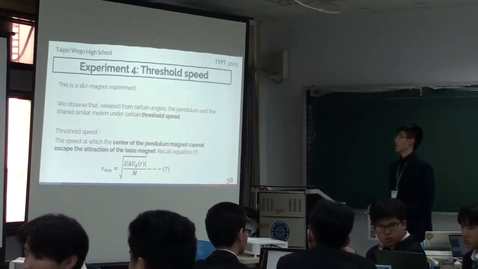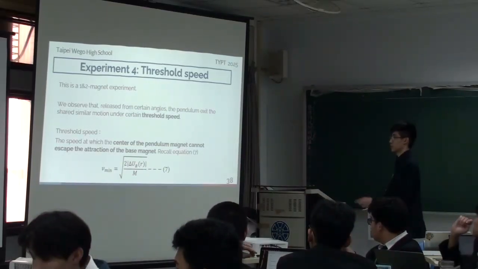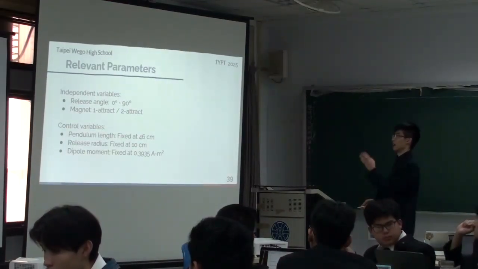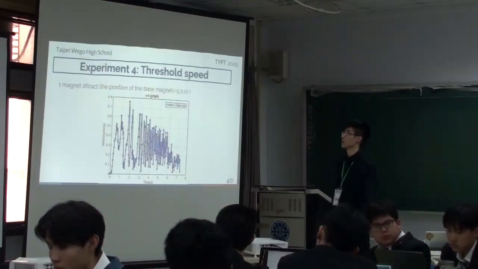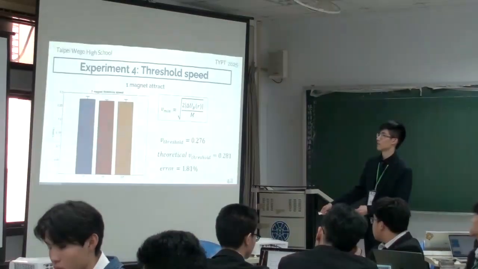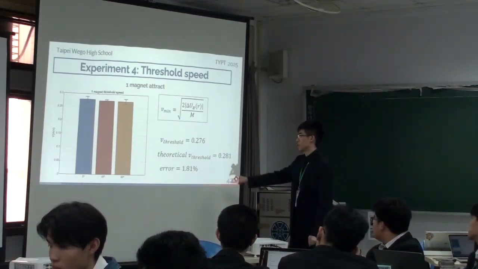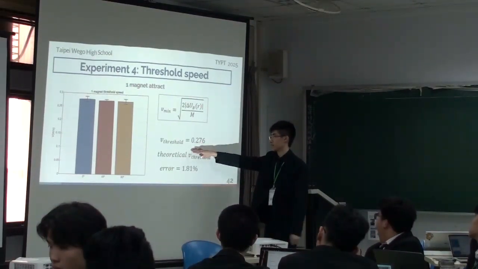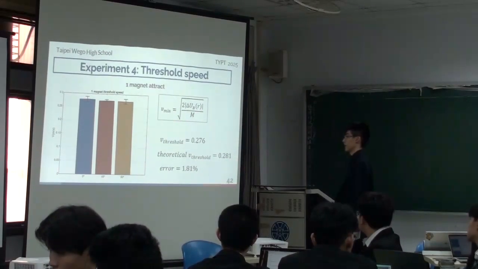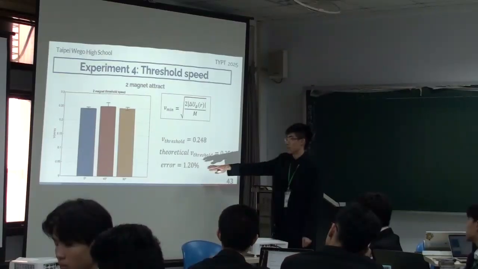So in experiment 4, we aim to provide a quantitative result for the threshold speed, which can be derived from this equation. These are some independent variables and control variables. This is for the one magnet attract. Two magnet attract, and here is the calculation. We plug into this equation and get the experimental threshold speed, which is this value, and the theoretical one is this, so we have a small error of only 1.81. And for two magnet attracting, we also get a 1.2 error.